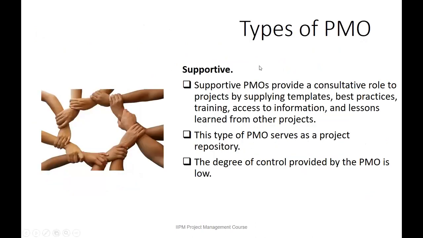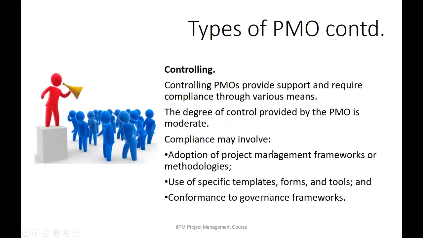Now we have the different types of project management office. We have the supportive project management office, as their name implies. They provide a consultative role to projects by supplying templates, best practices, training, access to information, and lessons learned from other projects. This type of project management office serves as a project repository. The degree of control provided by the PMO is low at the supportive level.